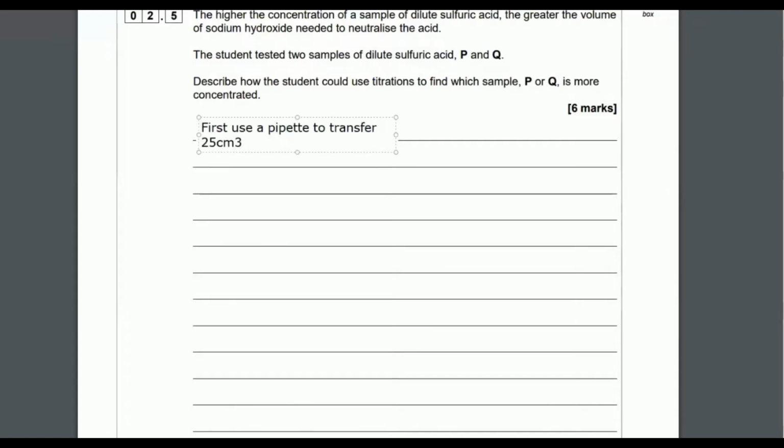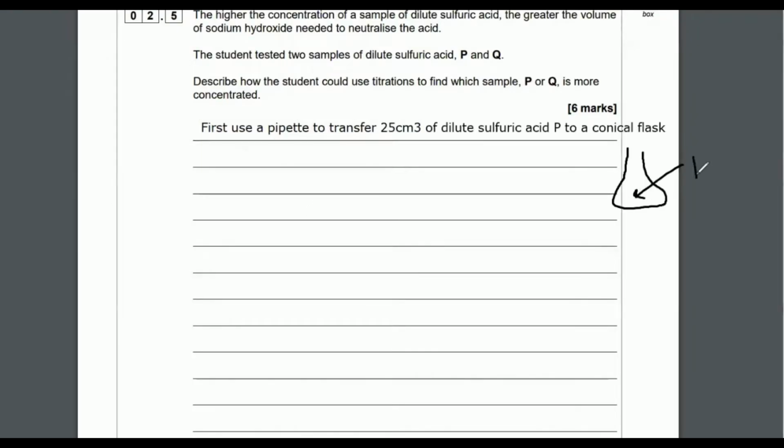First, use a pipette to transfer 25 centimeter cubed of dilute sulfuric acid, P, you could start with Q if you want, to the conical flask. So we're going to put the acid in the conical flask first. Using the pipette, that's the perfect way, it's the most accurate way to transfer a volume of a liquid in chemistry. You always use a pipette.